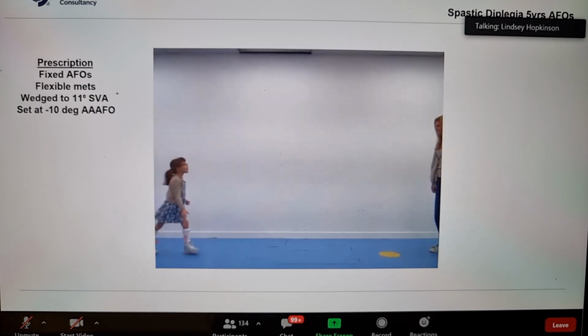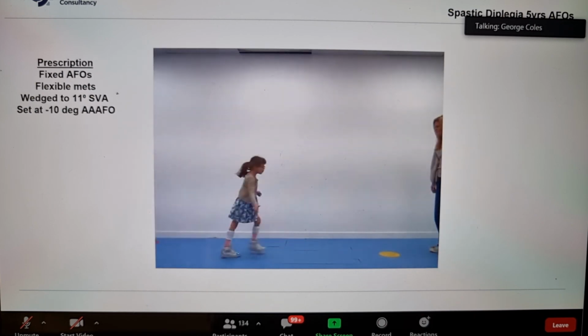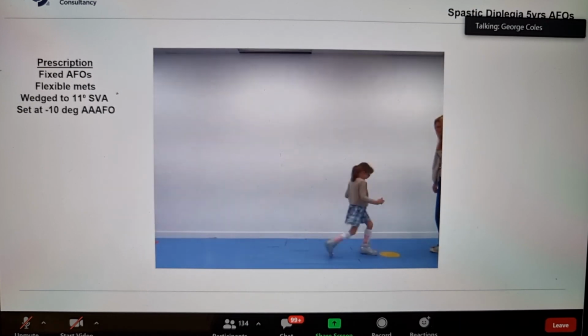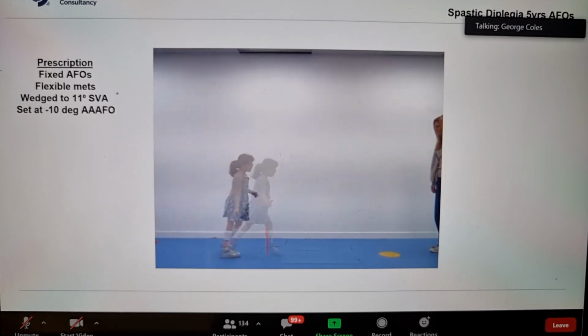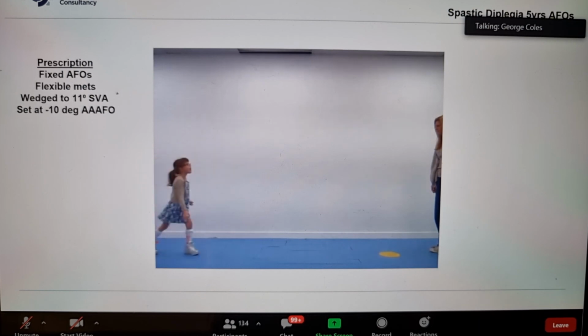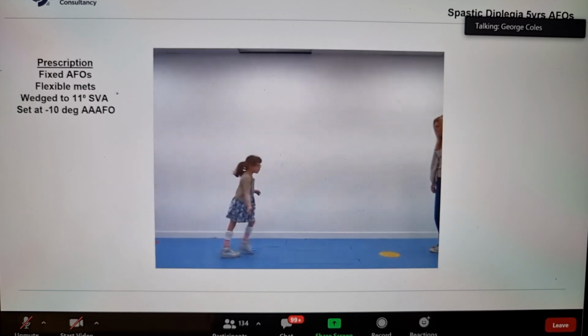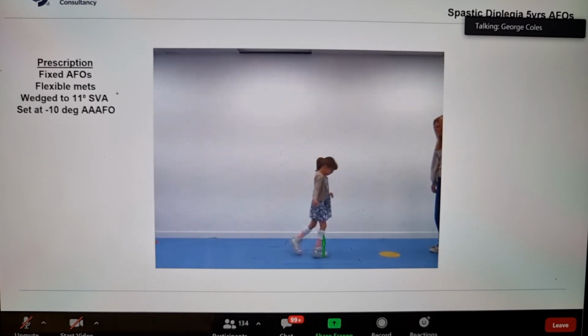I think a big thing that I would like to talk about very quickly is prescription and dose. So the prescription might be the AFOs, but the dosage is just as important as if you were giving a medication. What I mean by that is that at this point she has to wear AFOs all the time. A bit of a spoiler for later, she only really has to wear AFOs an hour a day from now on.